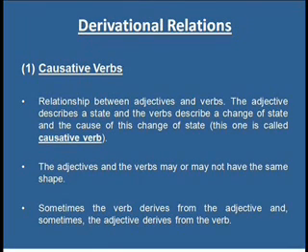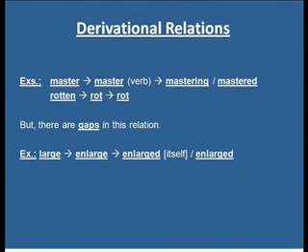The cause of this change of state may be called a causative verb. Those 3, the adjectives and the verbs, may or may not have the same shape. Sometimes the verb derives from the adjective and sometimes the adjective derives from the verb. For example, master, which is an adjective, derived in master and mastering, and even mastered. Rotten, that is an adjective, has derived in rot, the verb, and rot, the cause of the change.